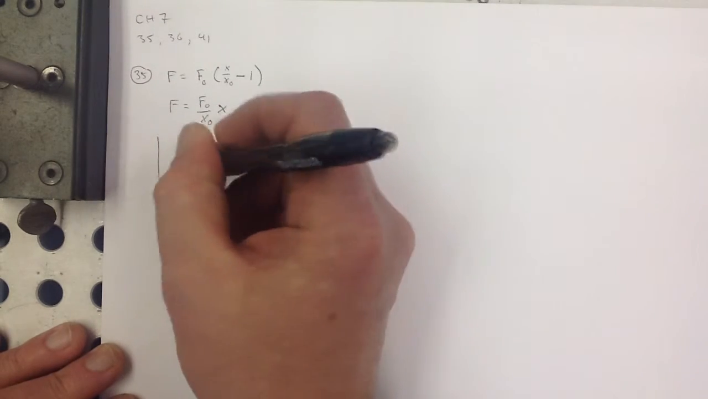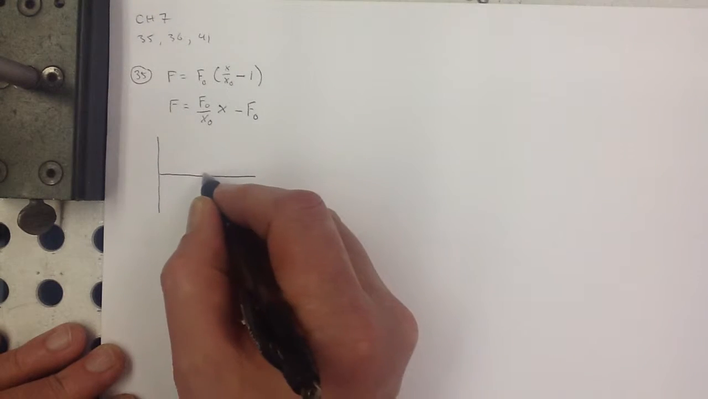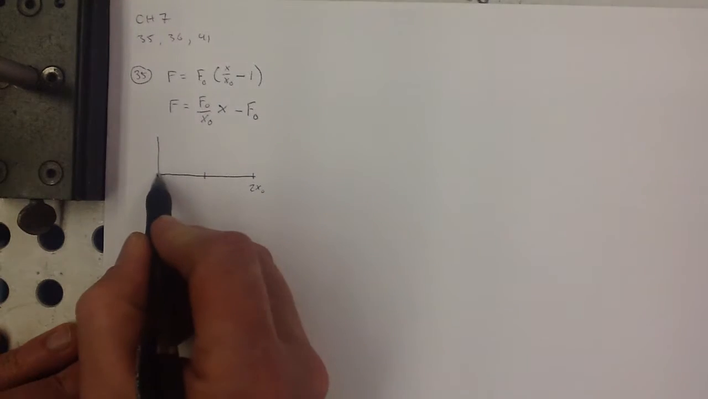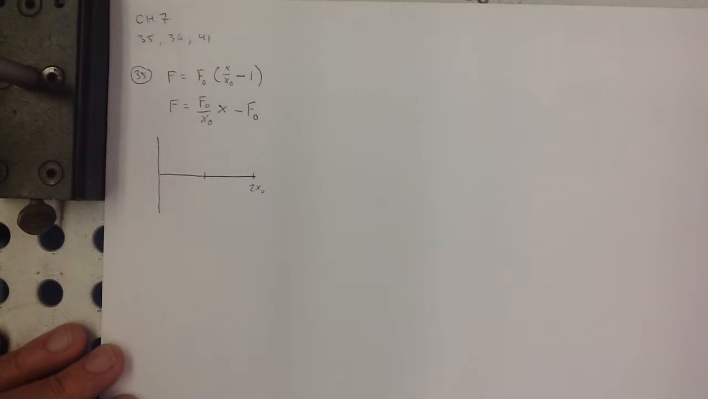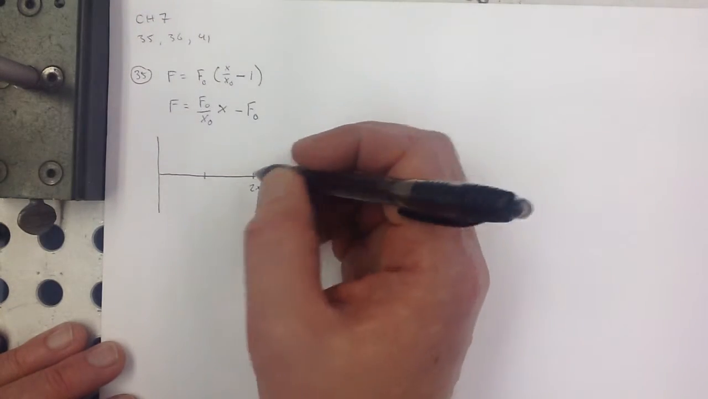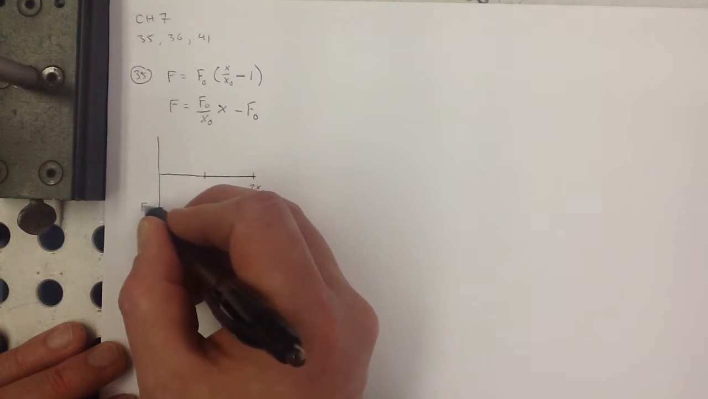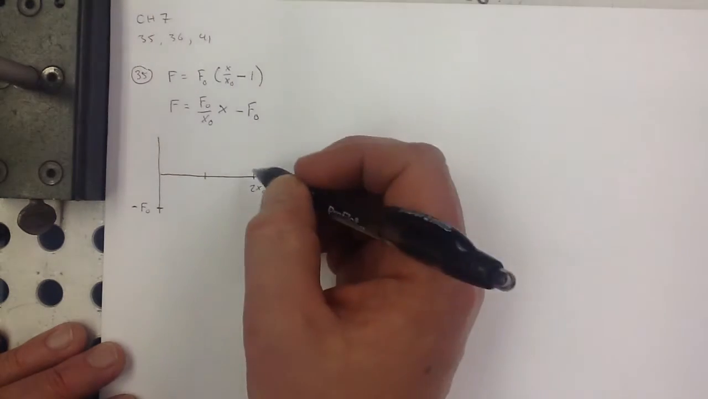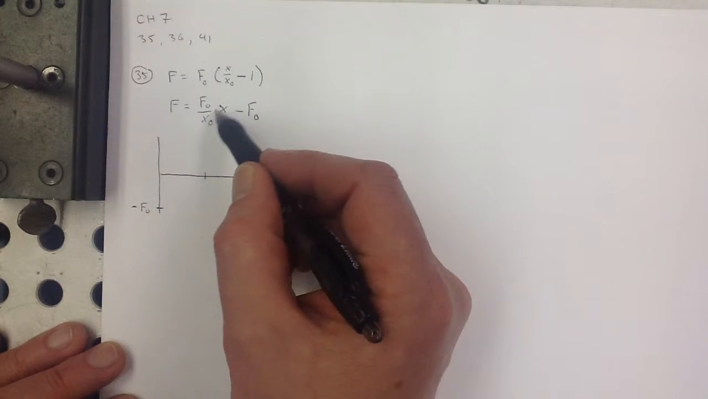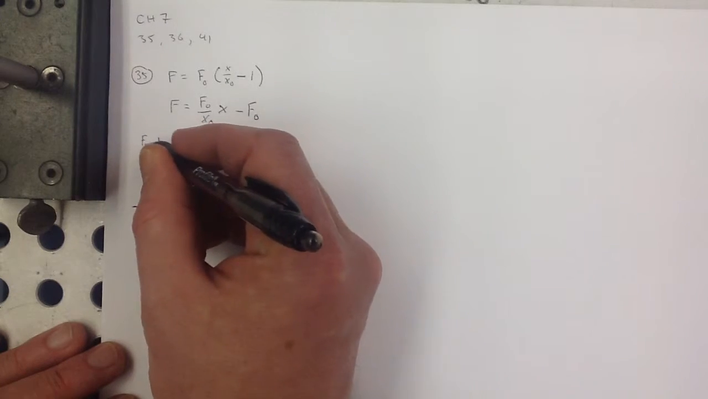So I'll do what they ask. We want to know how much work is done between position 0 and position 2 x sub 0. So I'm just going to plug those values in and we'll see what we get. When I plug 0 in here, I get minus F sub 0. And when I plug in 2 x sub 0, the x sub 0's cancel. I get 2 F sub 0's minus an F sub 0, so F sub 0.